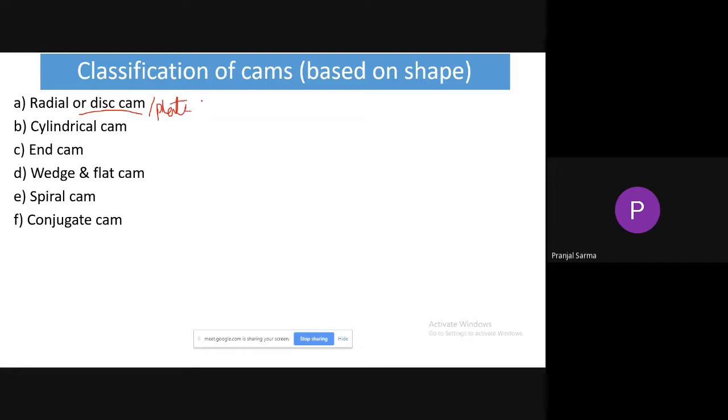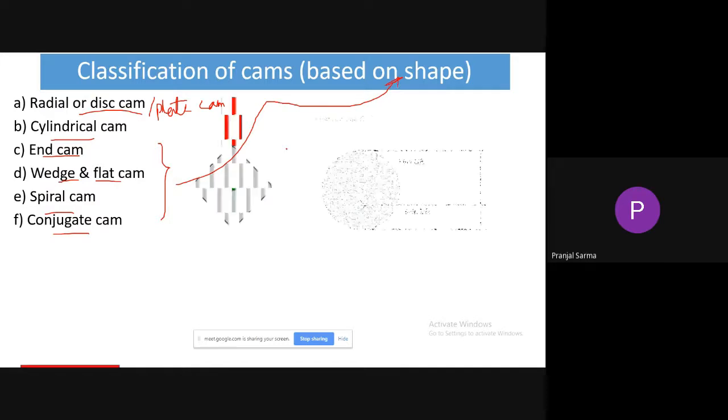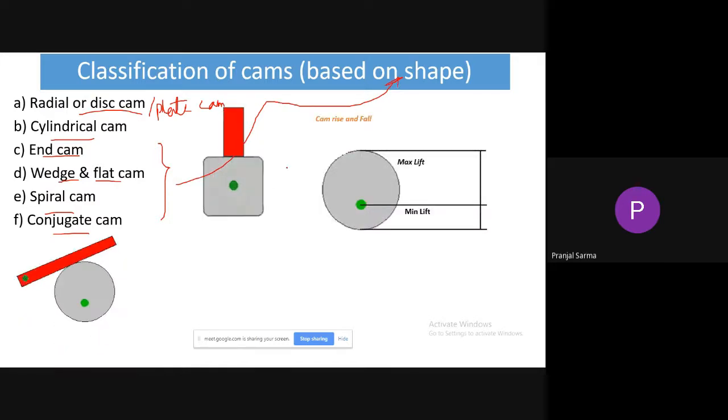Okay, radial cam, disc cam, also known as plate cam. We have cylindrical cam, end cam, wedge and flat cam, spiral cam, conjugate cam, etc. All of these are based on look, based on the shape. How does it look? Now you can see so many varieties are there.